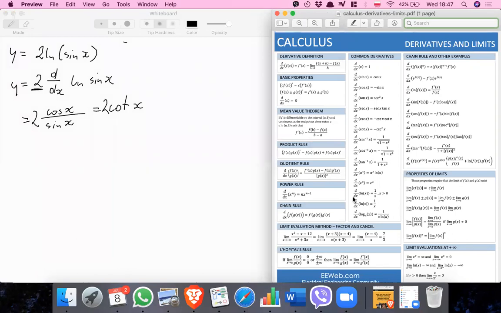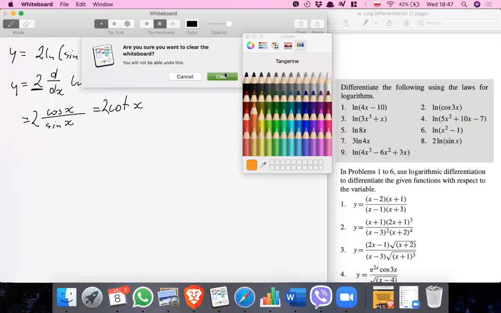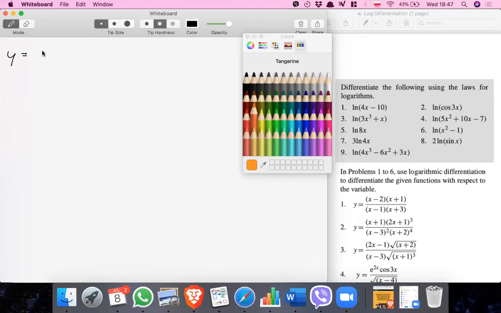And for the last example on just this side, let me do number 9, which is again just a slightly more complicated derivative involving more terms, but again the principle is very, very similar. So y is equal to natural log of 4x cubed minus 6x squared plus 3x, and that's that. So dy/dx, I'm going to take the derivative of whatever is inside the bracket. So 3 by 4 is 12x squared, 2 by 6 is 12x, and then plus 3.